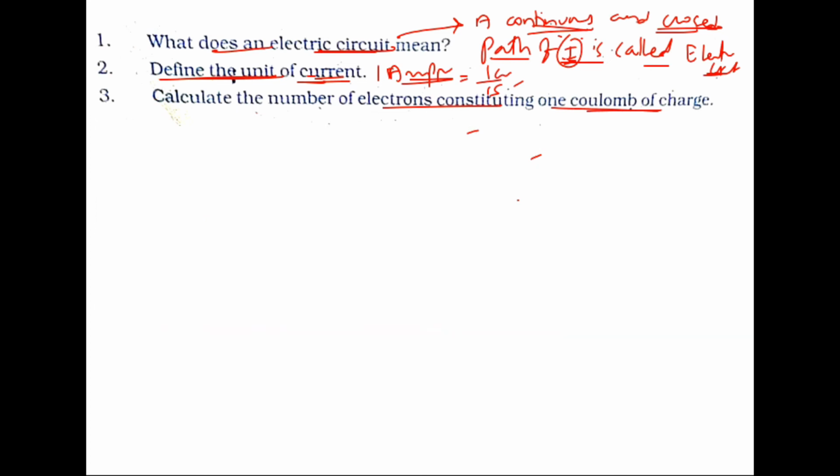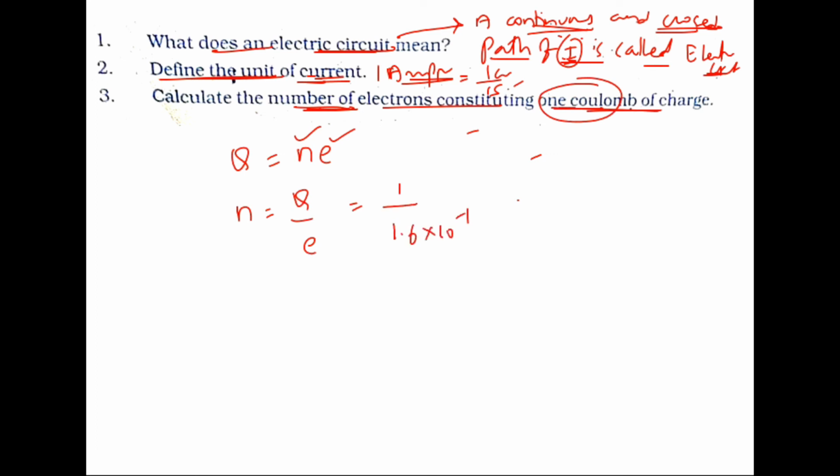He is asking for the number of electrons, with 1 coulomb of charge given. You know the charge relation Q equals Ne, the number of electrons into the charge of an electron. Here N is asked, so N equals Q by e. Only 1 coulomb of charge is given, so that is 1 by the charge of an electron, 1.6 into 10 power minus 19. Just simplify this.